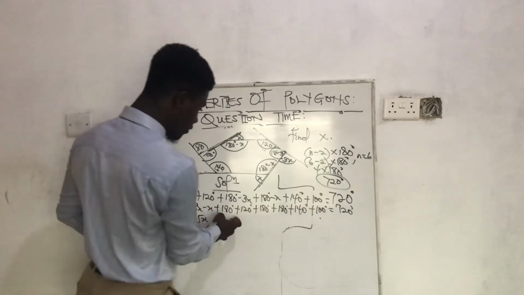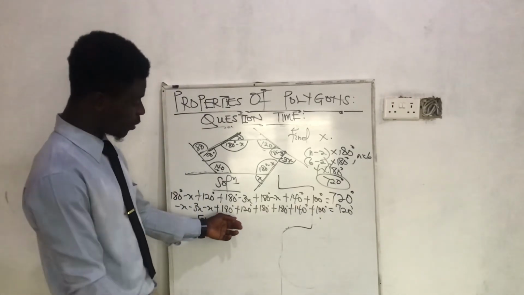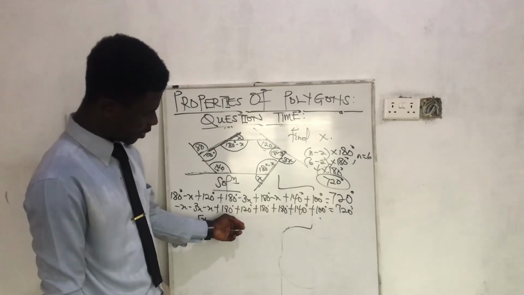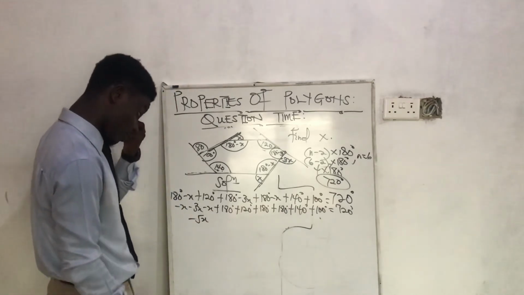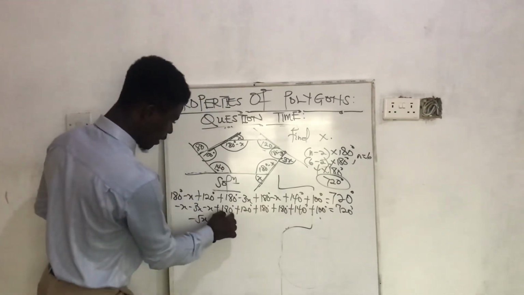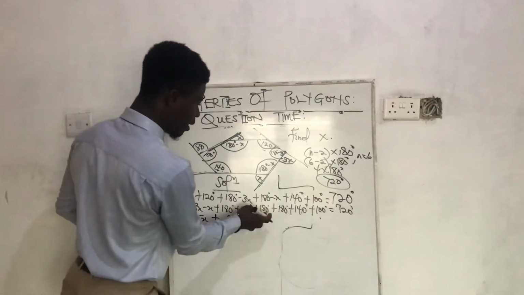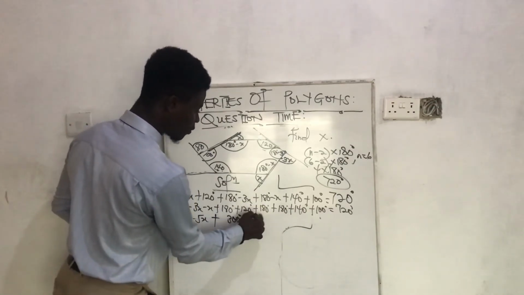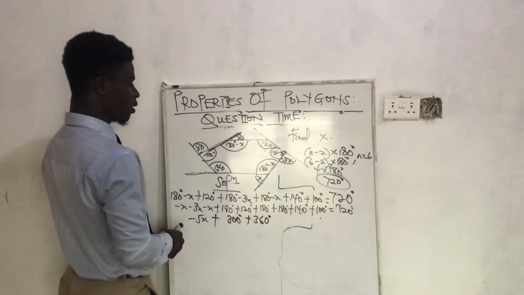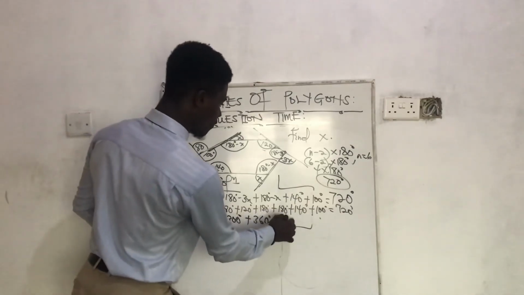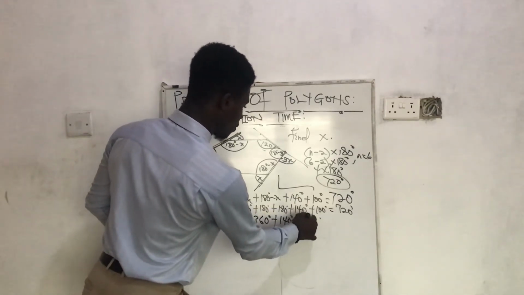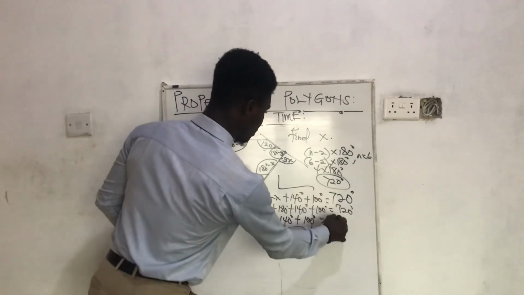Then 180 degrees plus 120 degrees, which gives us what? 300 what? Degrees. 300 degrees. So we have 300 degrees here. Then 180 degrees plus 180 degrees is what? 360 what? Degrees. Then plus what? 140 degrees. Then plus what? 100 degrees equals what? 720 degrees.